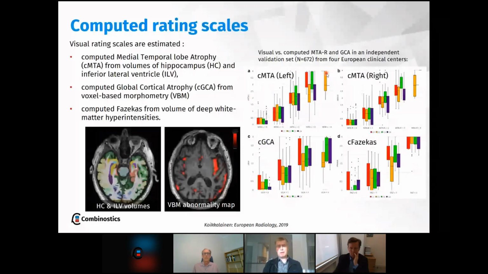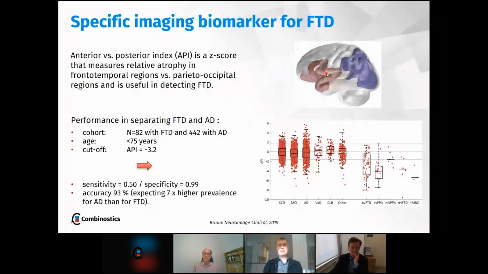Then another imaging biomarker, on the next slide, please, is the anterior versus posterior index, which is a z-score that measures the relative atrophy in frontotemporal regions, shown by red color in the picture, and parietal occipital regions, shown by blue. At the bottom, you see the distribution of this imaging biomarker in different diagnostic groups. What you can observe is that FTD cases clearly have much smaller values than the other diagnostic groups overall. If you check how well you can separate FTD from AD, taking patients younger than 75 years, you get 0.50 sensitivity, 0.99 specificity, and overall accuracy is 93%. The next slide, please.